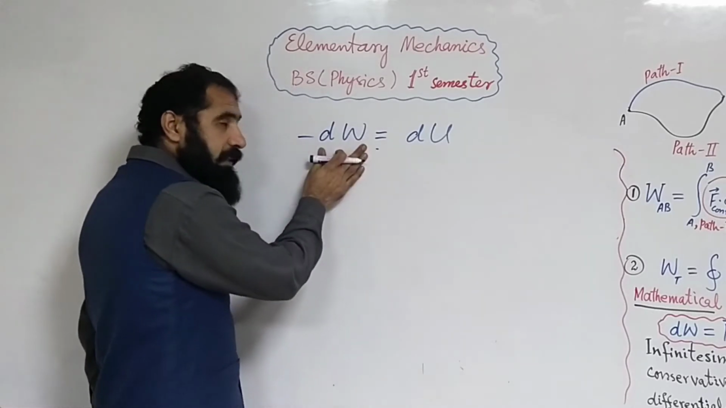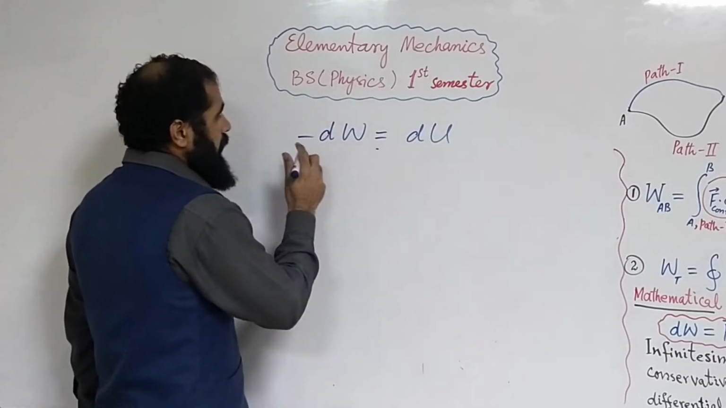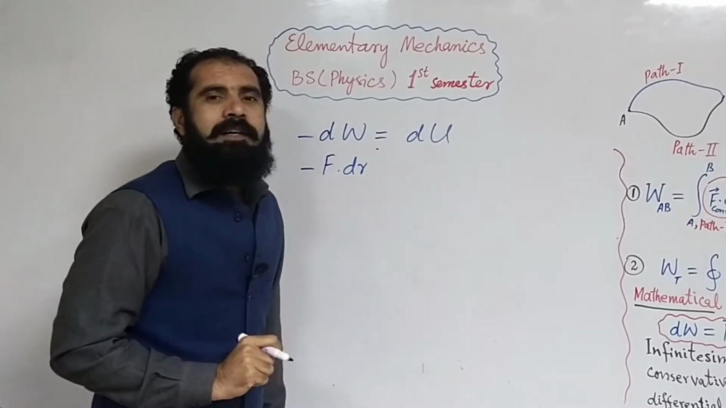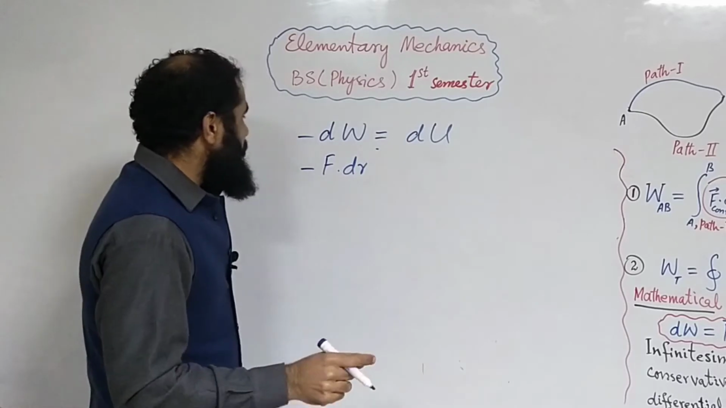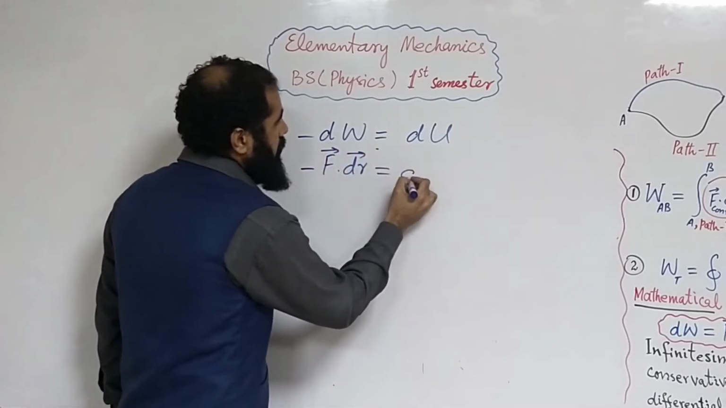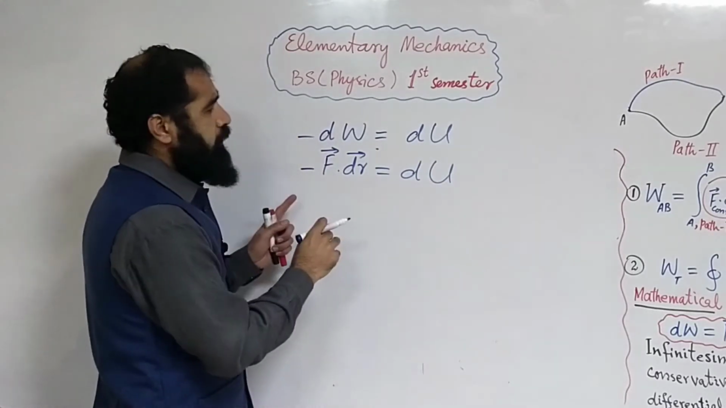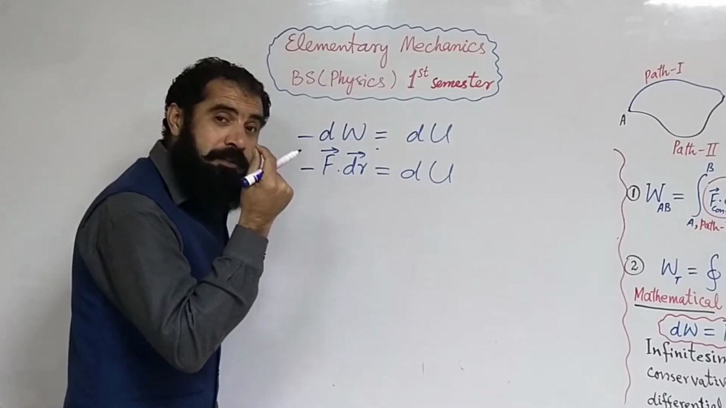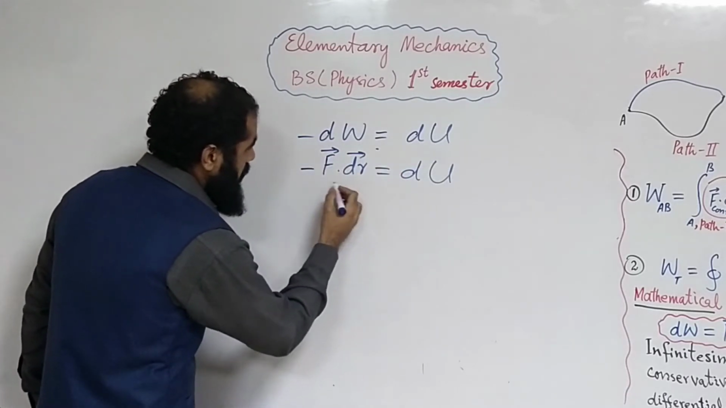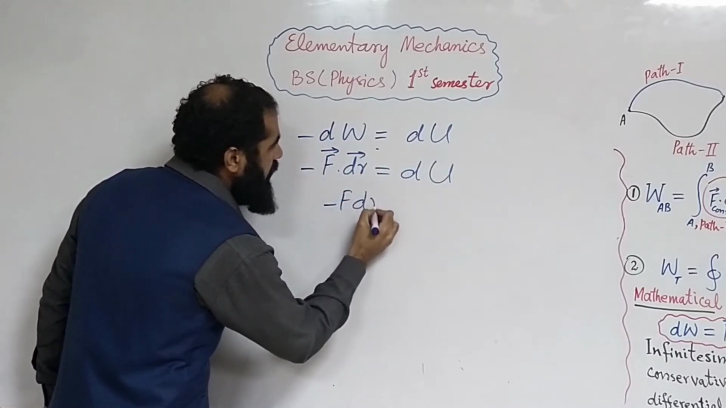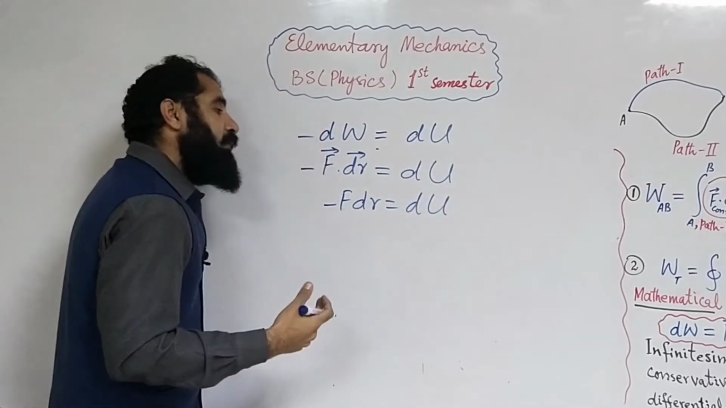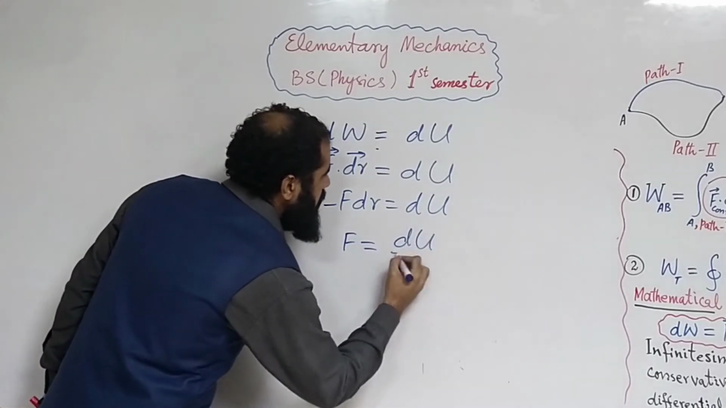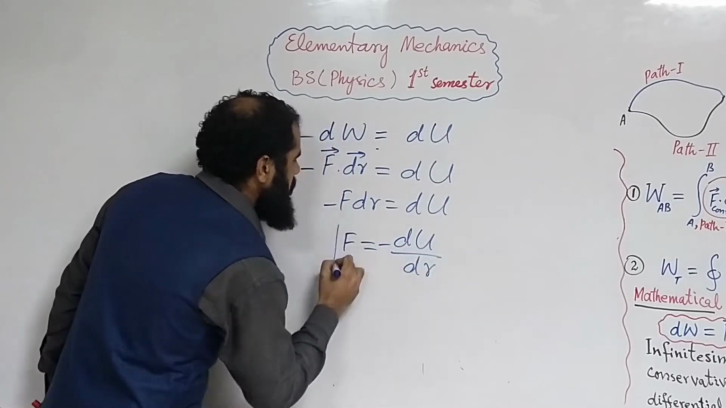And here this work is done by some conservative force. So if I write it this way, minus F dot the infinitesimal displacement, it is F dot dr, and that is equal to dU. And that F is such that it is parallel to the small infinitesimal displacement, so I can ignore the vector signs and simply have minus F dr equal to dU. From here you can see that F can be represented as the negative differential of U with respect to r.